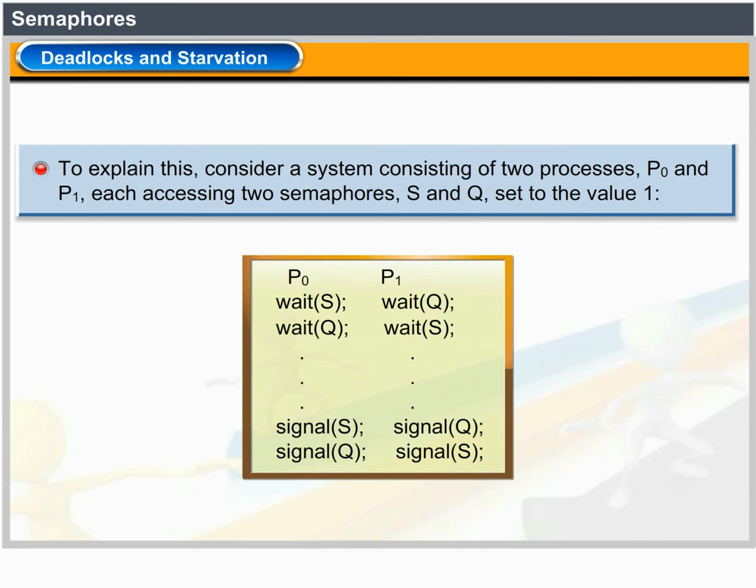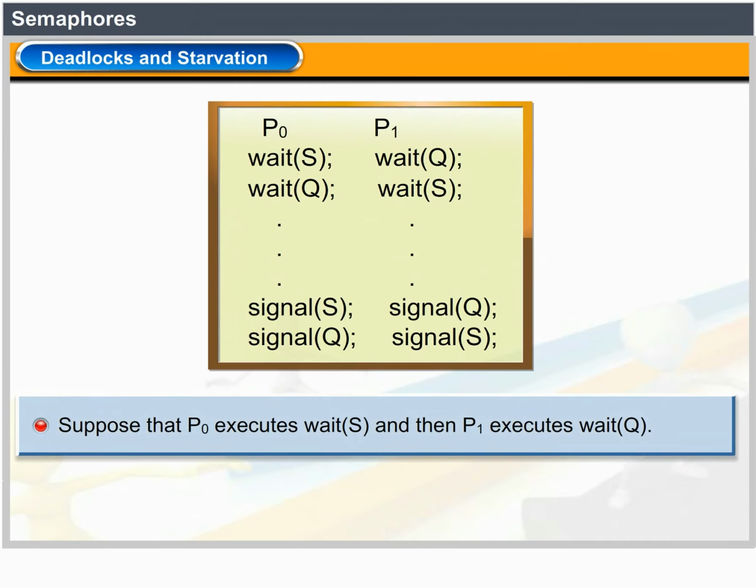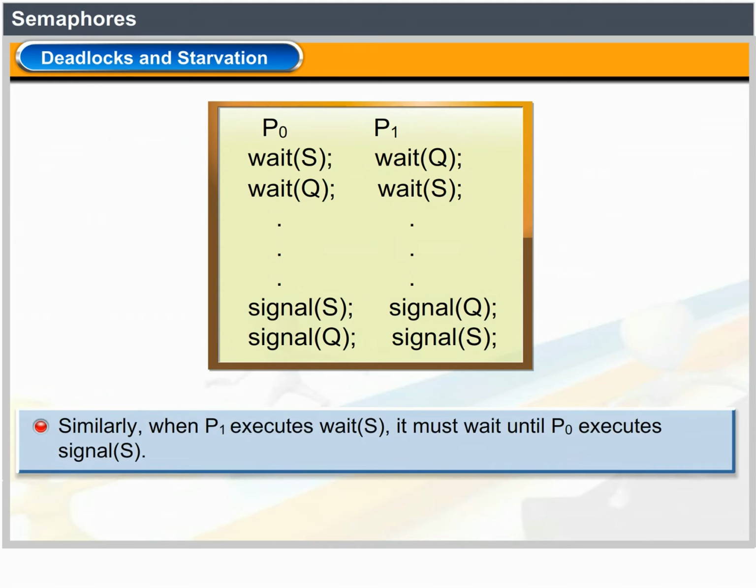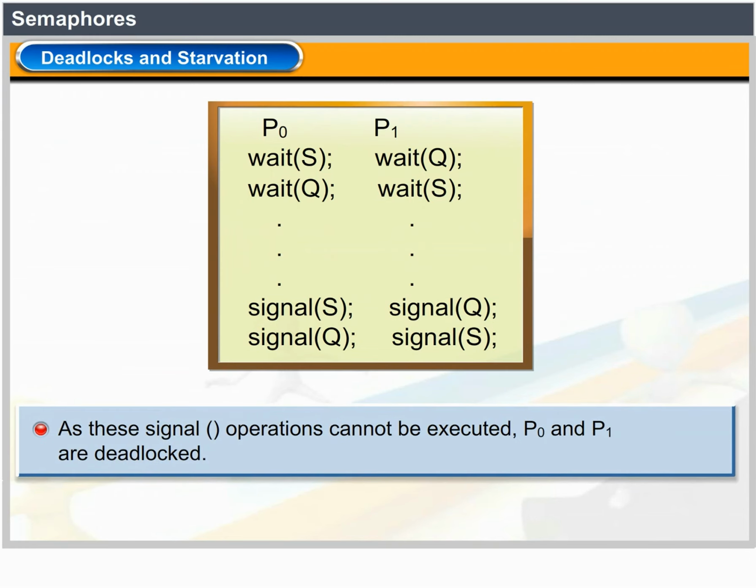P1: signal(S). Suppose that P0 executes the wait(S) function and then P1 executes the wait(Q) function. When P0 executes the wait(Q) function, it must wait until P1 executes the signal(Q) function. Similarly, when P1 executes the wait(S) function, it must wait until P0 executes the signal(S) function. Since these signal function operations cannot be executed, P0 and P1 are deadlocked.